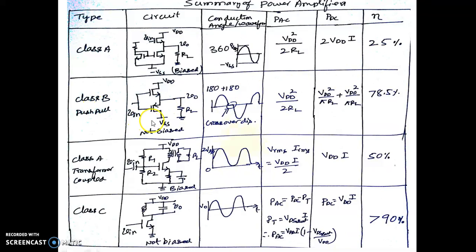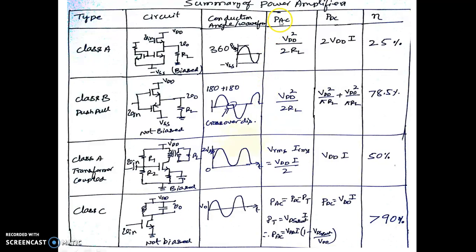In the class B push pull amplifier, the circuit is not at all biased. So we have two MOSFETs. This one will be conducting during the positive half cycle, and this one during the negative half cycle. We end up with a waveform which has a crossover distortion. Now each is conducting for 180 degrees, so overall it is 360 degrees. It is slightly less than 180.